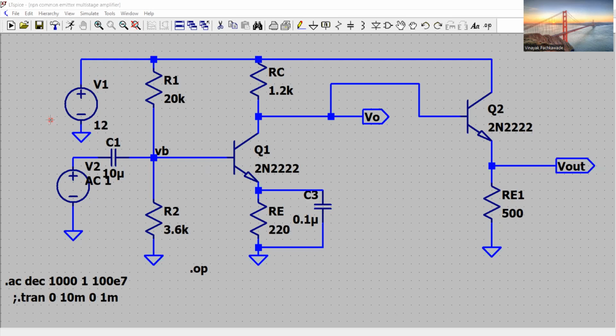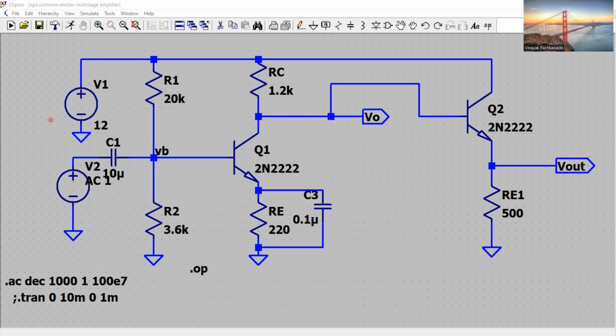We are discussing the topic of multi-stage or cascade amplifiers. We require multi-stage amplifiers in a situation where the gain provided by a single stage amplifier is not high enough to be used in a specific application. You want more gain, and because of that we have to use multi-stage or cascading of the amplifiers.